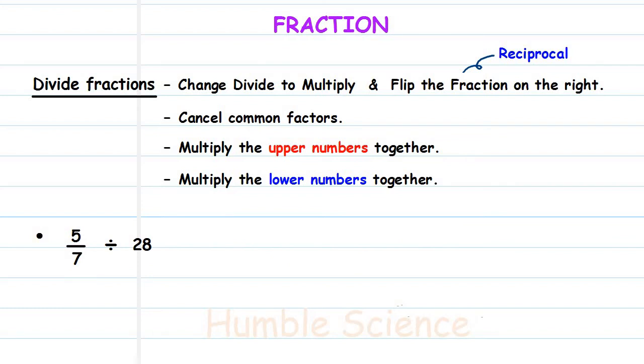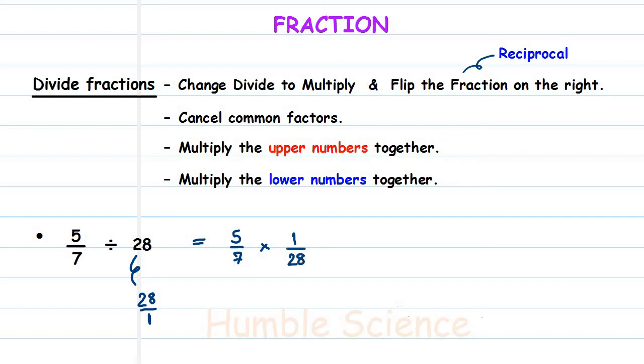How about 5 over 7 divided by 28? Notice that 28 here is actually 28 over 1. It's the same thing. So the reciprocal of 28 over 1 will be 1 over 28. And we can convert this into 5 over 7 times 1 over 28.